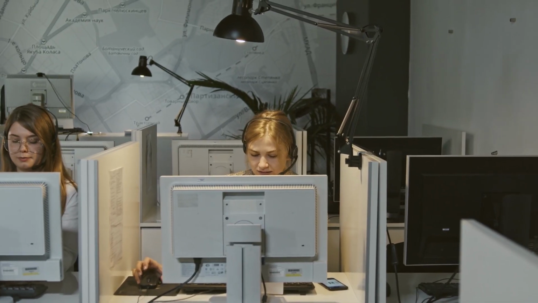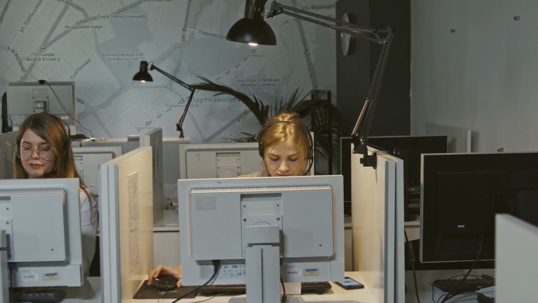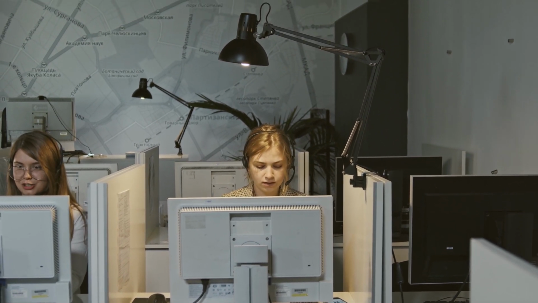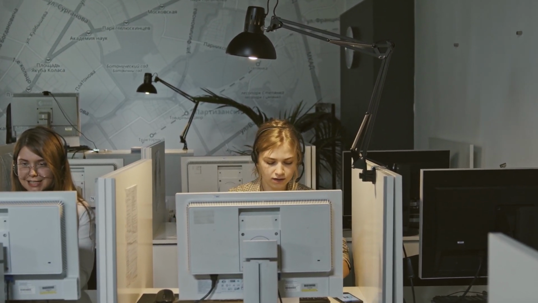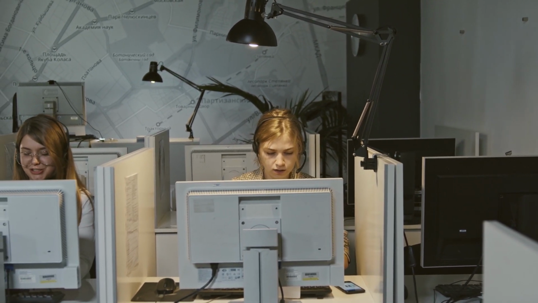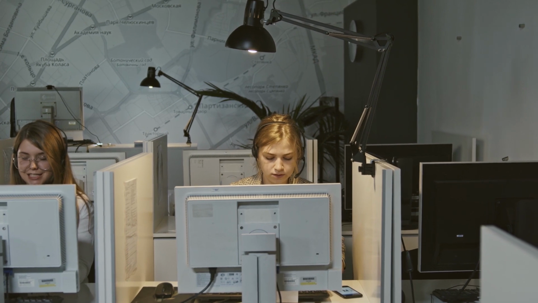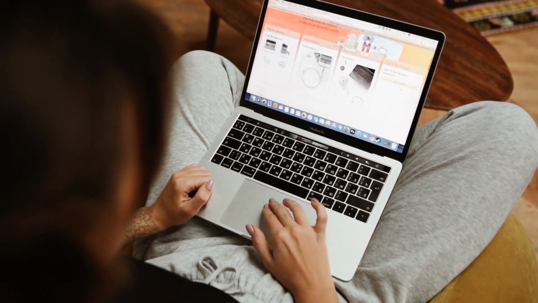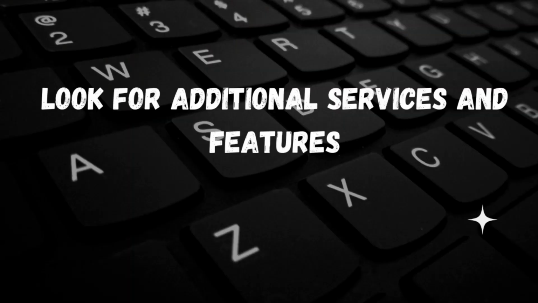Assess customer support and service level agreements, SLAs. Reliable customer support is essential for businesses that rely on telecom services. Consider the provider's customer support channels, such as phone, email, and chat, and their hours of operation. Also, review the provider's service level agreements, SLAs, to ensure that they offer guaranteed uptime and support response times.